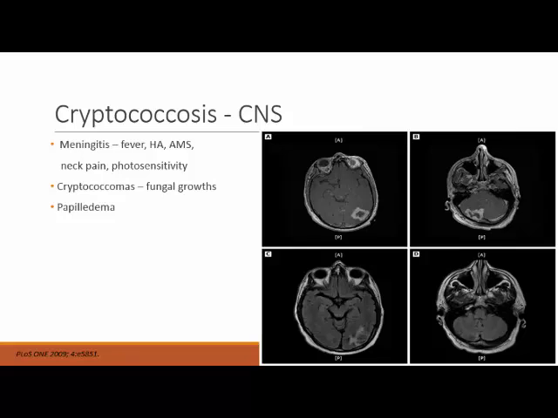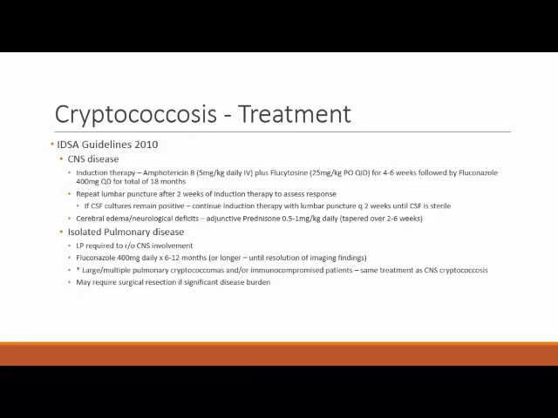For the CNS involvement, patients usually have meningitis; the fever, headache, and altered mental status are typical findings. They can also have the cryptococcomas, which are these fungal growths, and that's what this MRI is showing here. In pictures A and B, these are the cryptococcomas, and then in C and D, these are showing improvements of those previous findings after treatment. Patients are still on treatment at this time, but it does show a rapid improvement.